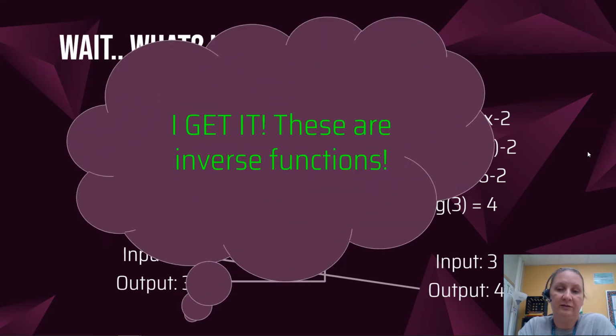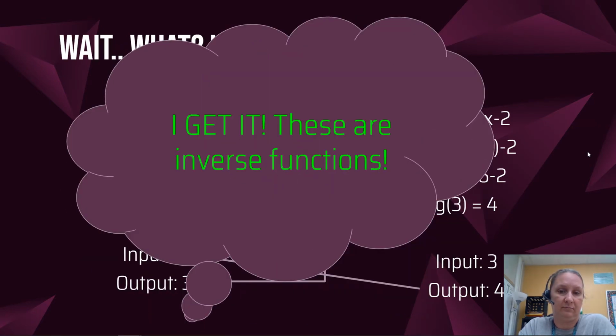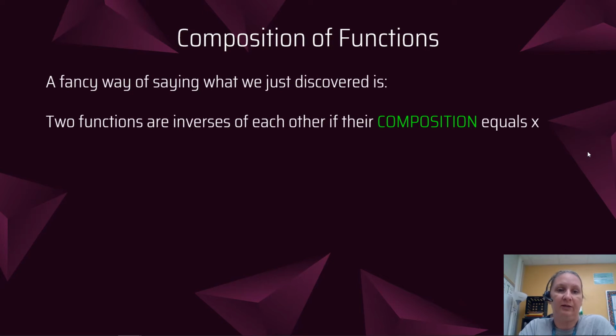So inverses are things that happen when you put something in, you get something out. And an inverse happens when you put what you got out back in, and you get what you started with. So composition of functions is a fancy way of saying what we just discovered, that two functions are inverses of each other if their composites equal x, if you get back what you started with, your x.